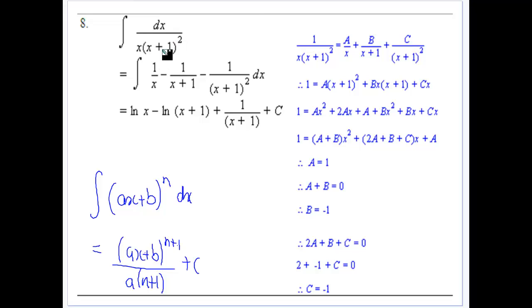This one, we've got repeated linear factors, so our partial fractions, a on x, b on x plus 1, and c on x plus 1 all squared. So we're able to manipulate to get our values and break out that fraction into 1 on x minus 1 on x plus 1 minus 1 on x plus 1 all squared, which again, that integrates to a log function, that one integrates to a log function. This one is just a normal polynomial because it's x plus 1 to the power of minus 2, if we get rid of the fraction. Add 1 to the power, divide by the power.